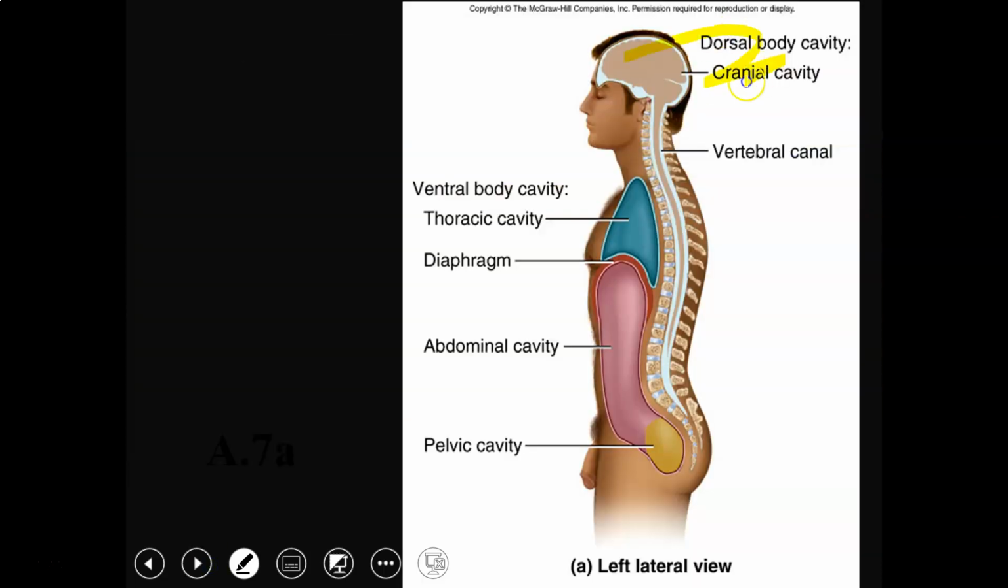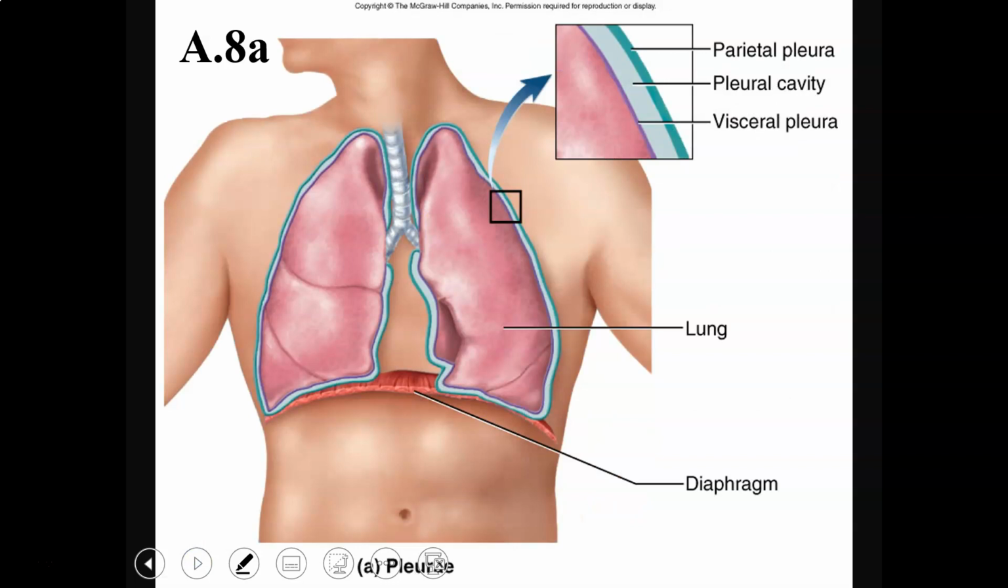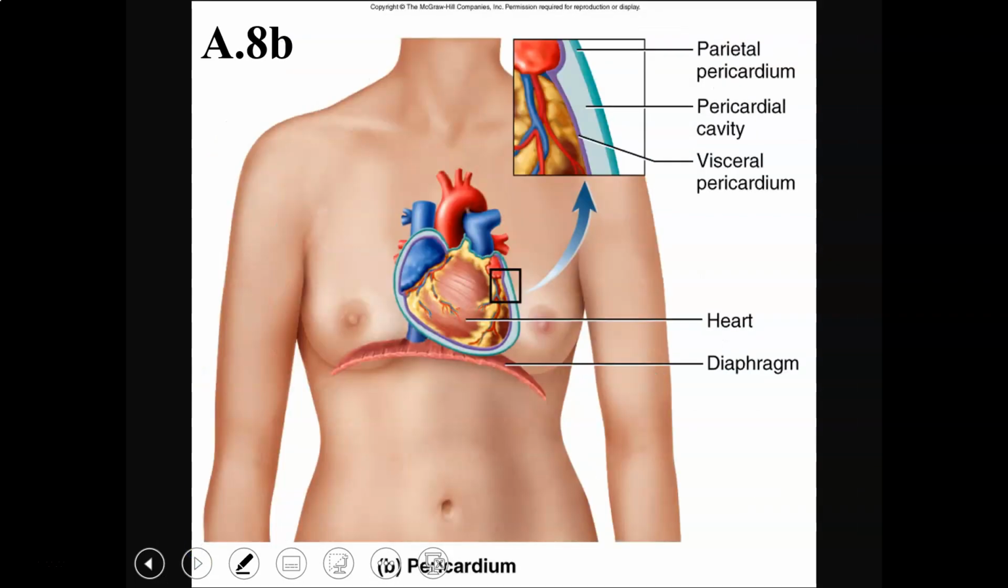So there's the dorsal cavity back here. And there's the ventral cavity up in the front. Right there's the diaphragm, the muscle under your lungs, and it divides thoracic and abdominal. A ventral view of this. Here are the lungs sitting in the pleural cavities. Heart sitting in the pericardial cavity.